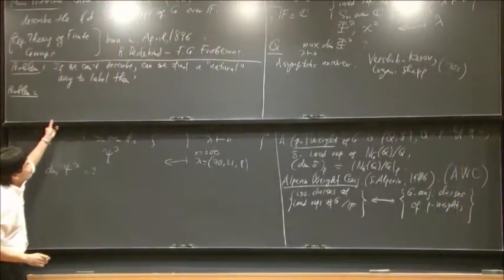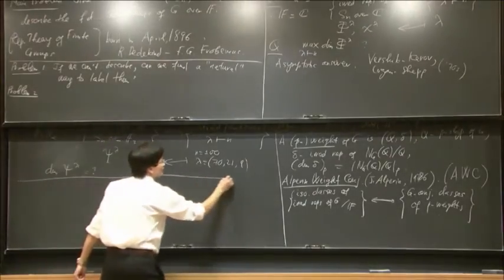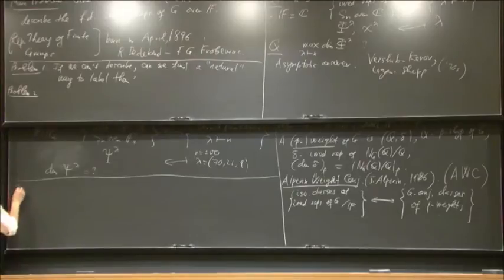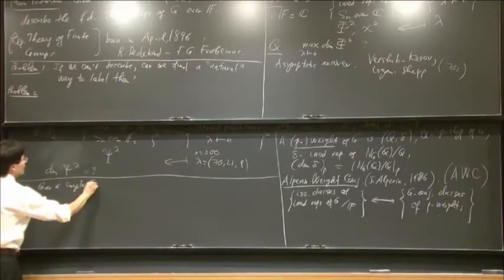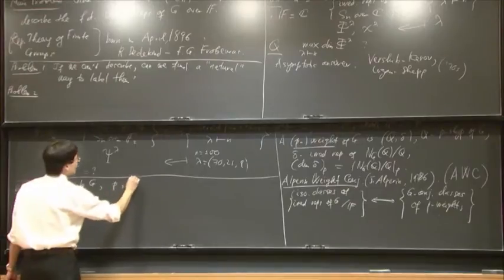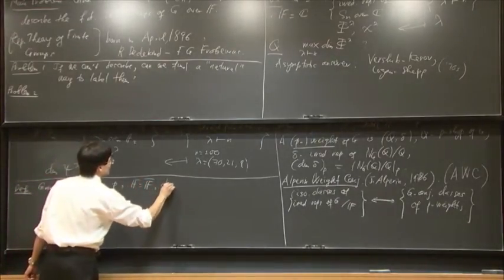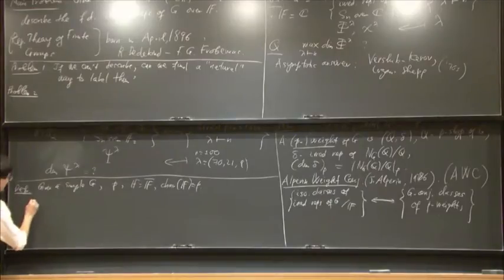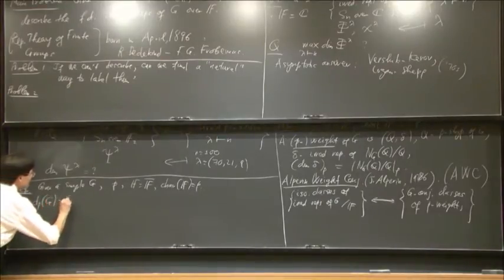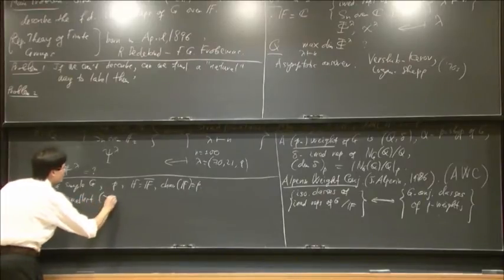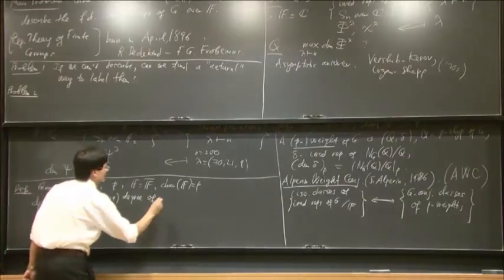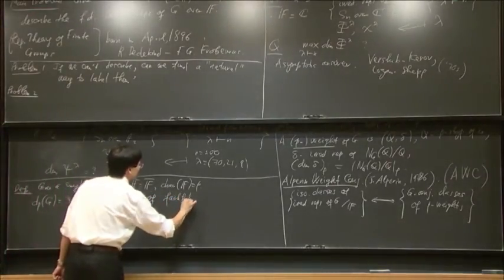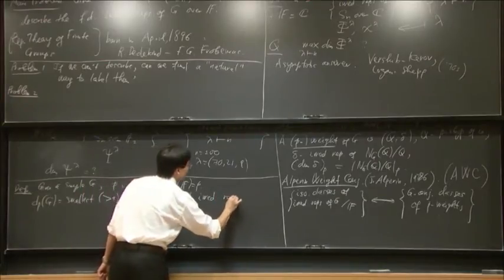Okay. So to do that, if you allow me, maybe I'm going to write it here. So I need another technical notion. So given a simple group G and a prime P, then you have the finite field F as before. Right? Okay. And so I'm going to denote by D sub P of G the smallest but larger than 1 degree of a faithful irreducible representation of G over F.